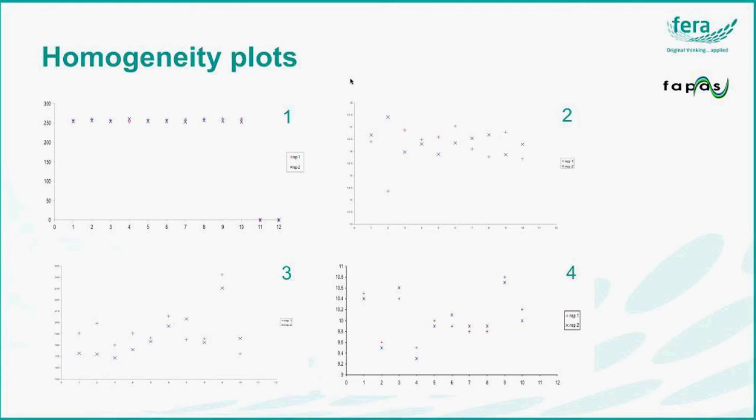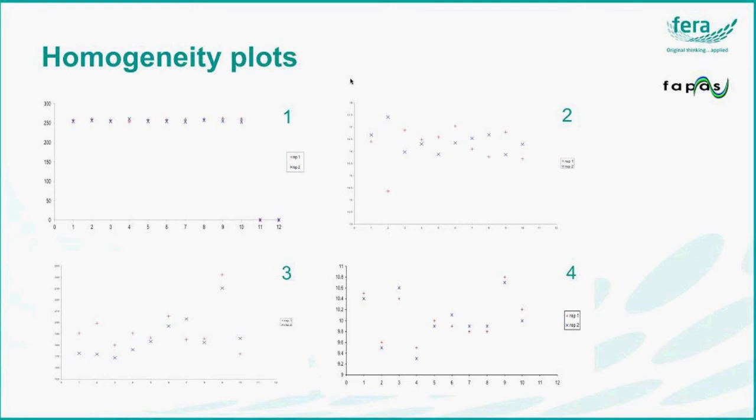These are typical homogeneity plots that may or may not occur. So plot number 1 is really what we're aiming for. These are the 10 samples analysed in duplicate, so you can see a blue cross and a red cross associated with each sample. This gives us a measure of both the analytical variance in that homogeneity test as well as the sample to sample variance.